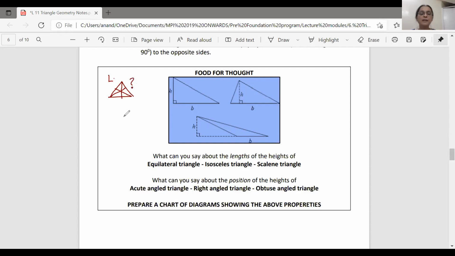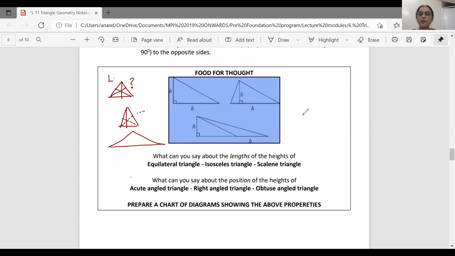Draw many such. You have already drawn 10 equilateral triangles above. You can measure, draw 3 heights for each of those triangles, and measure their lengths. Then you've already drawn 10 isosceles triangles of different shapes. For every isosceles triangle, draw 3 heights and measure the lengths and see if you find something striking.